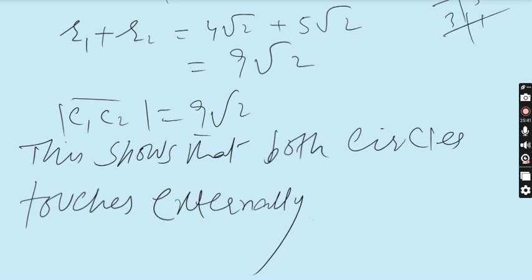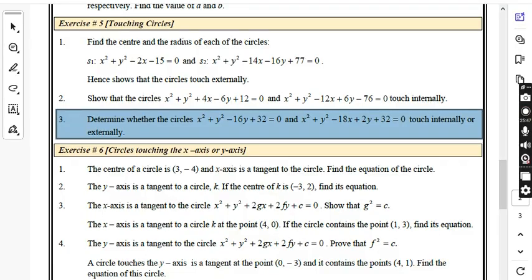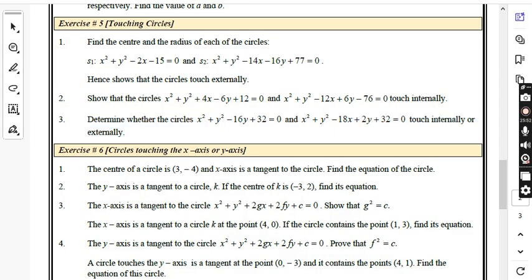So students, this is our today's class where we finish exercise 4 and exercise 5. We will do the last exercise which is related to circles touching the x or y axis. No issue, very easy questions we will do in the next lecture, and after this we will be doing some more questions related to this topic.